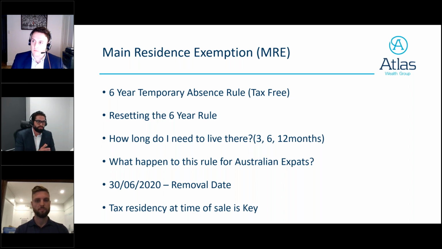Back in 2017, they actually announced the removal of the main residence exemption for non-residents, and then it was finally legislated and enacted as of the 30th of June 2020. So what that means is, if we're an Australian expat and we're a non-resident living overseas right now, and we sell our old main residence, which is probably an investment property now, we will pay tax on that sale going back all the period that we've owned it, and essentially the period that we lived in it counts for nothing.